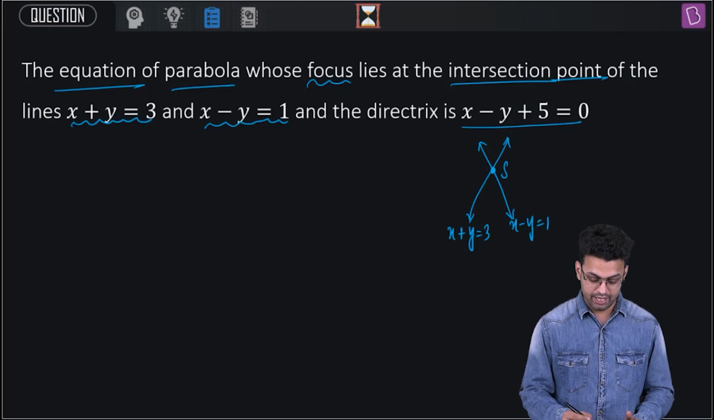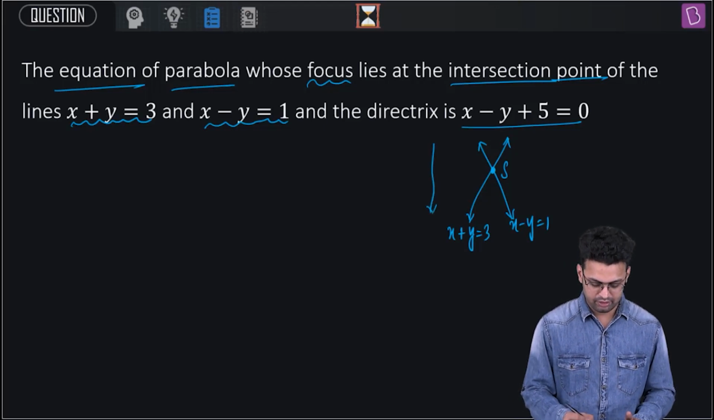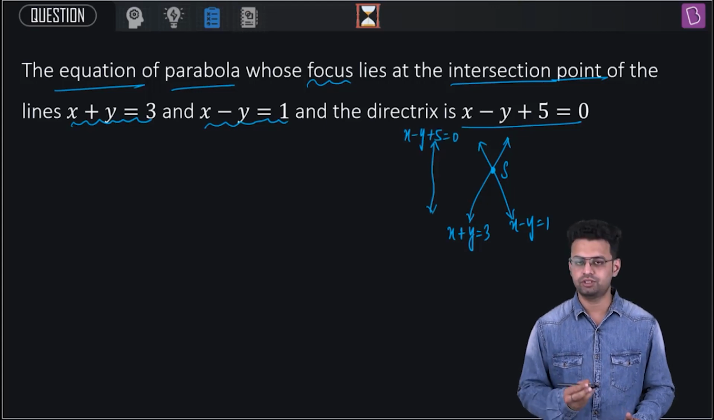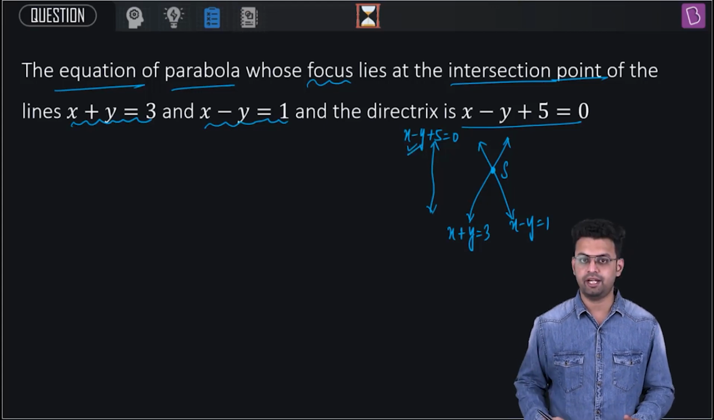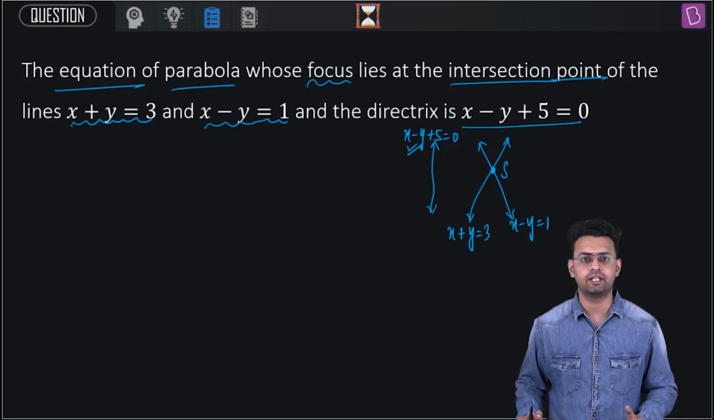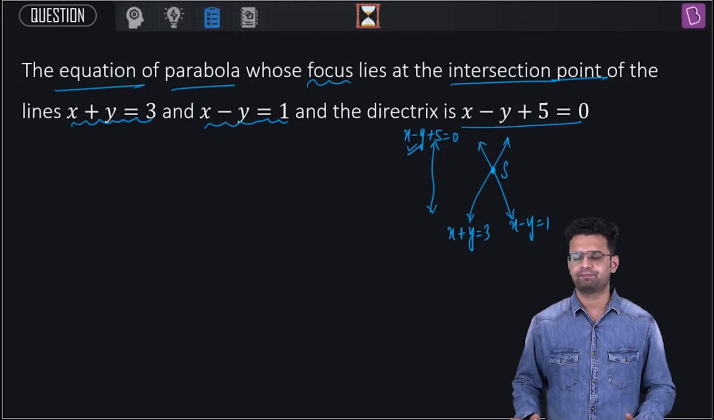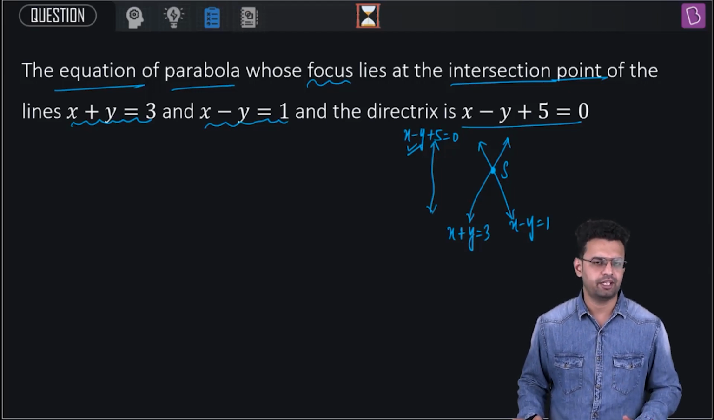Okay. And there is one more line. The equation of this line is x minus y plus 5 is equal to 0. This is the directrix of the parabola. So we know the equation of directrix, and yes, we will have to know the coordinates of the focus. How are we going to determine the coordinates of the focus? Any clue? Any hint?